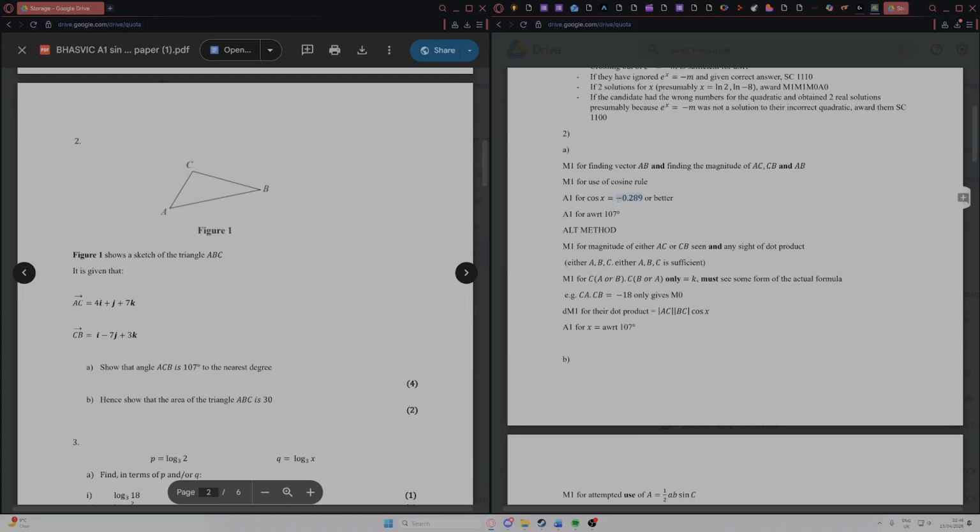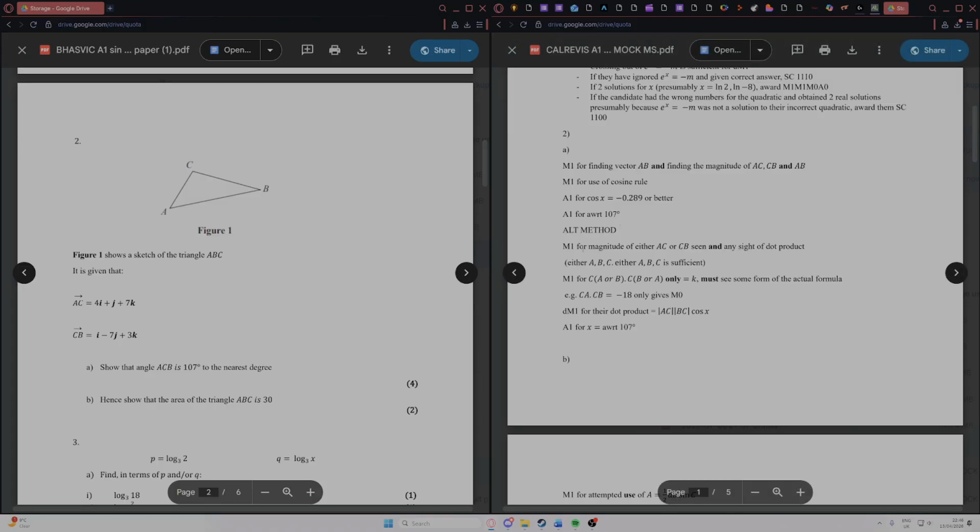And this could be anything that rounds to negative 0.289. There's also, you see this AWRT, just means anything that rounds to that number. So there should be an AWRT here actually, and then you get the answer of 107 degrees.